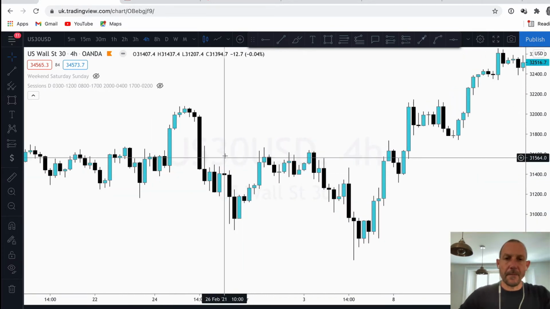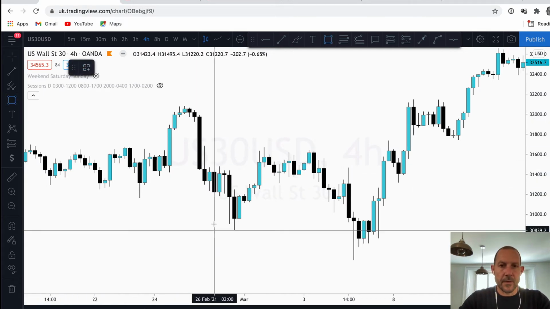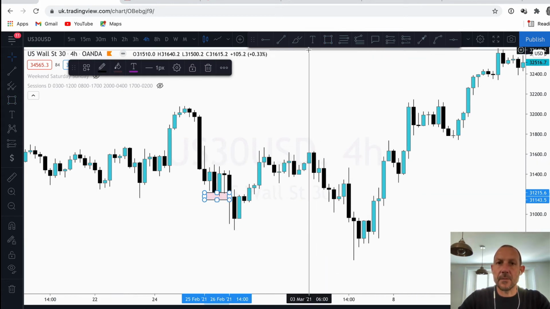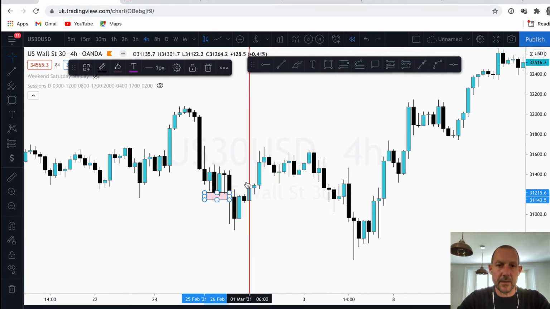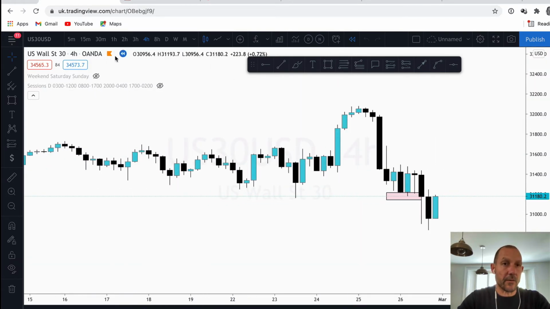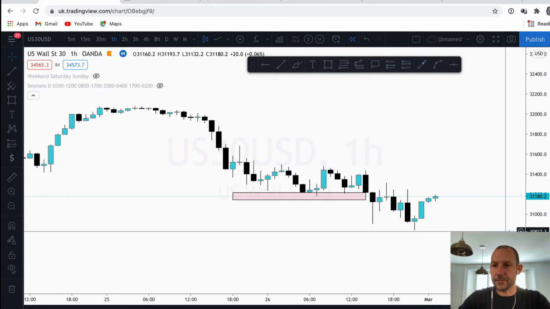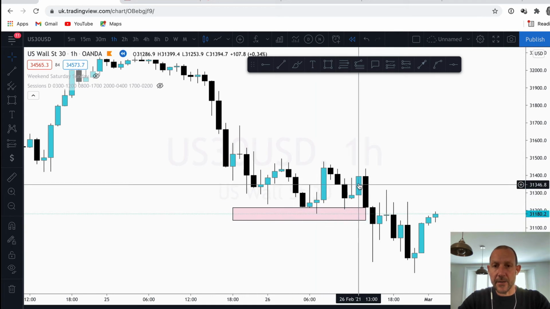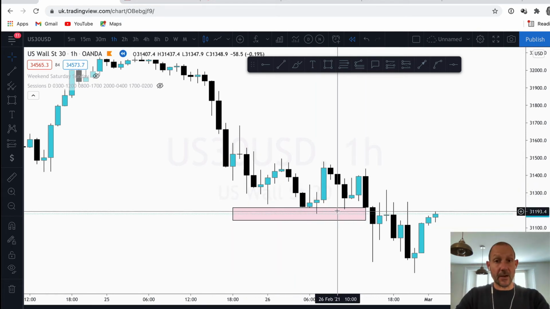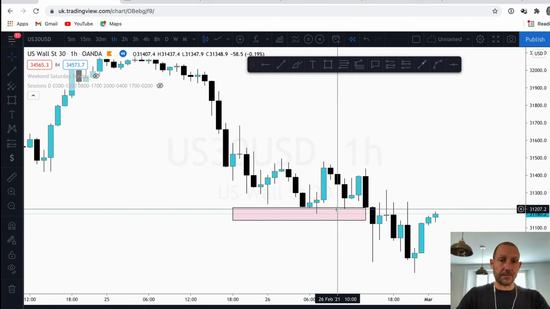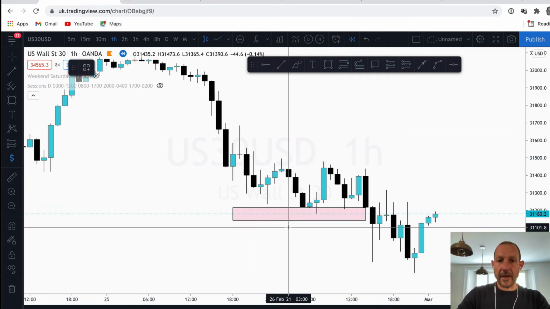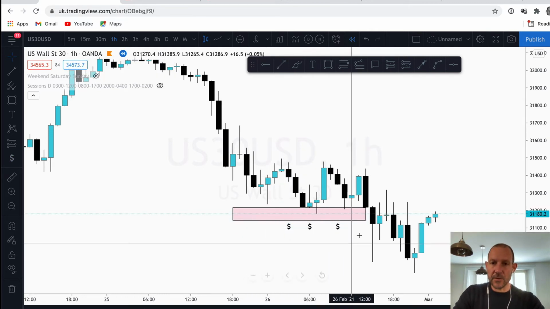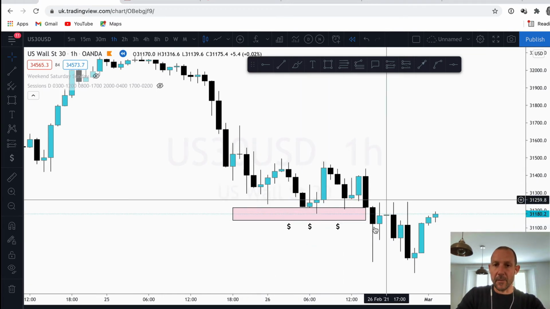Okay, so if you look at this here, you've got all these double bottoms here. In fact, what I'm going to do is come back and go to a smaller time frame so you can actually see it a bit better. Okay, so here you've got one touch here, another touch here. That would be classed in the retail market as a double bottom. Okay, so below here you're going to have some stop losses.